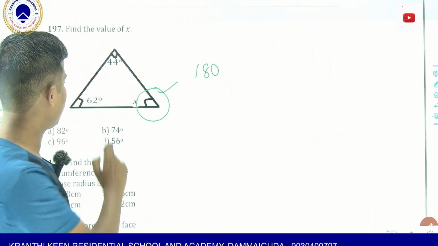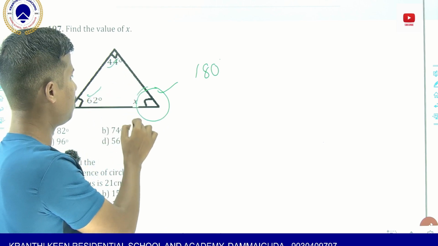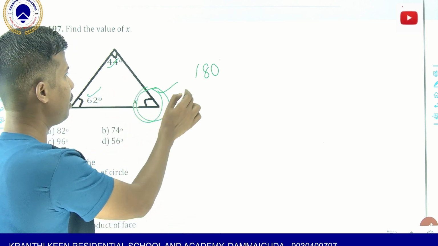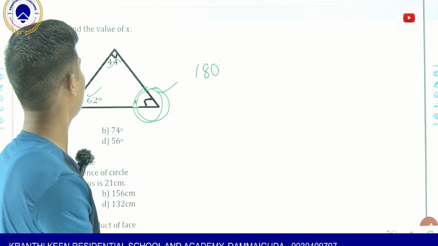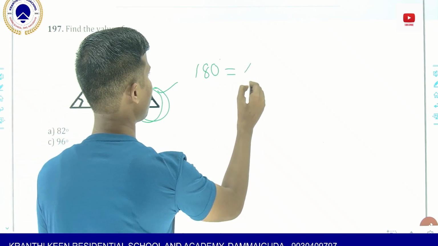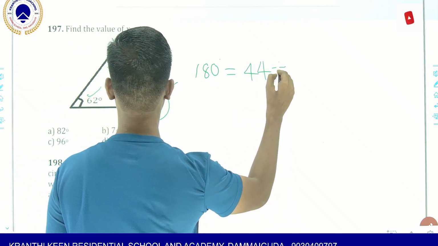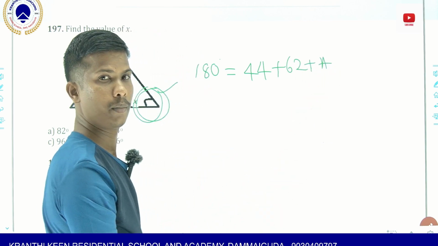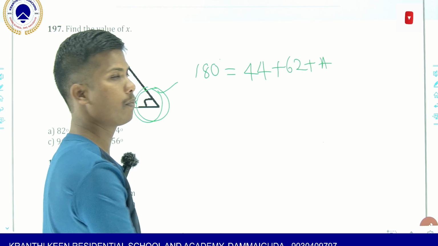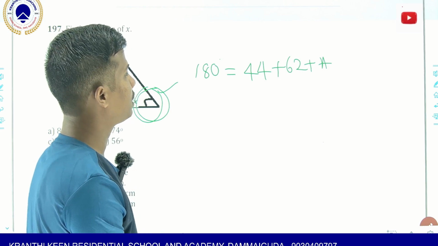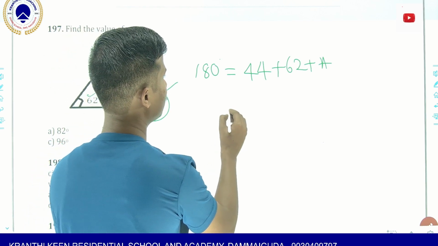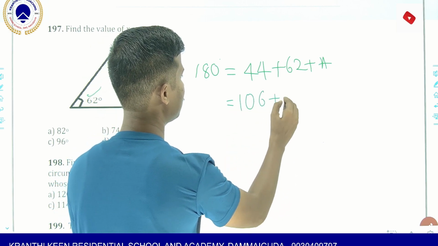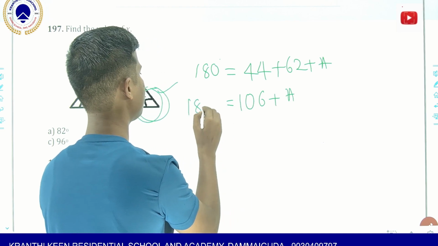He has given two angles, and we need to find the third angle. How can you find it? You have to add all three and equate it to 180. Add it: 44 plus 62 plus x. We don't know how much, that's why we kept x. 44 plus 62, how much will you get? 106, no? 106 plus x is equal to 180.